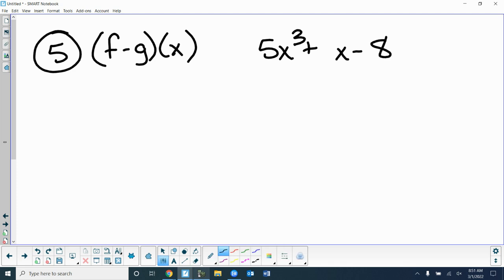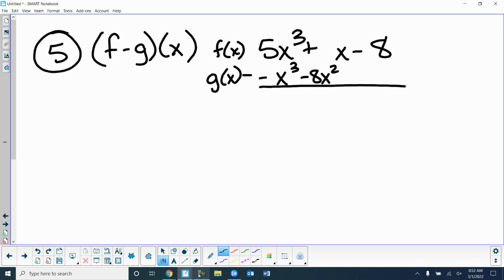Minus 8. There's the f. And here's the g. I'm just going to put it right underneath and do the subtraction. Line up my like terms. We got a negative x cubed, a negative 8x squared, a minus 4x and a plus 7. All right, 5x cubed plus x minus 8 and negative x cubed minus 8x squared minus 4x.